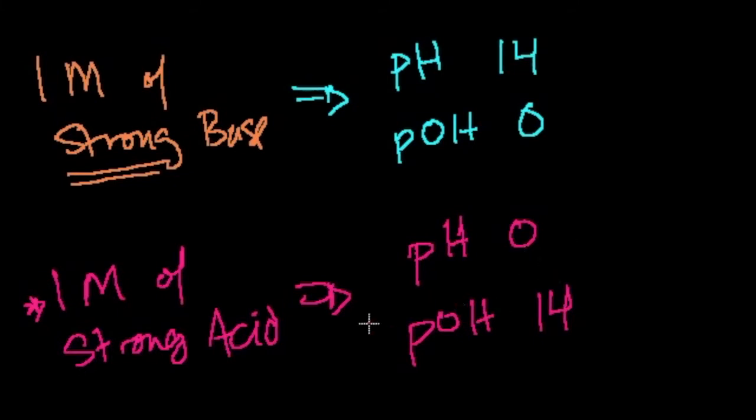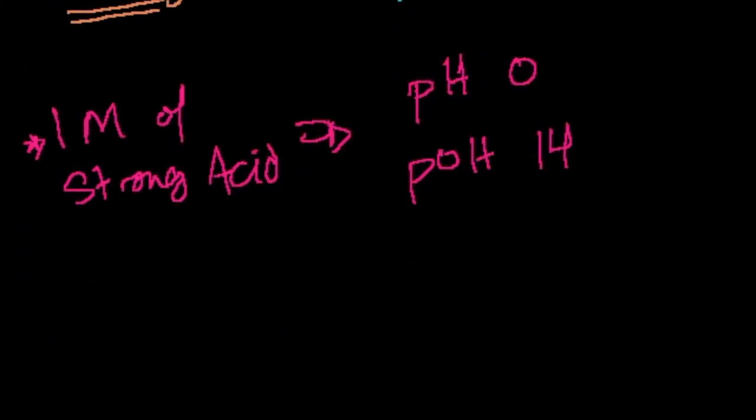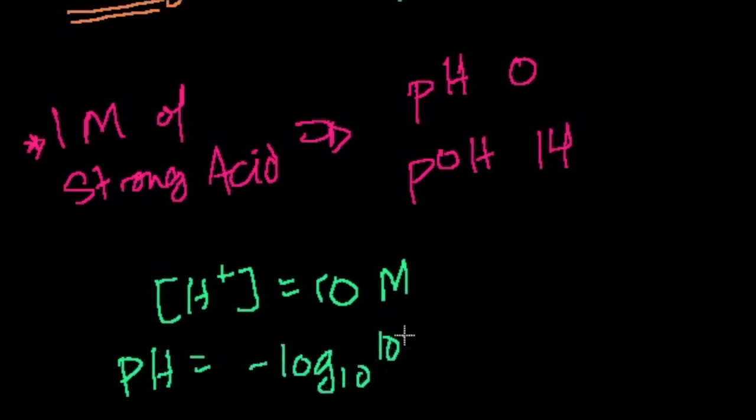If you had 2 molar of a strong acid, or actually if you had 10 molar, right? Let's say you get your hydrogen concentration to 10 molar. So if you had 10 molar of a strong acid in an aqueous solution, what's your pH going to be? Your pH is going to be the minus log base 10 of 10. The log base 10 of 10 is 1. 10 to the first power is 10. So this is equal to minus 1.